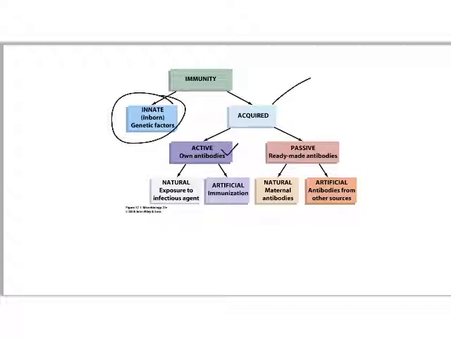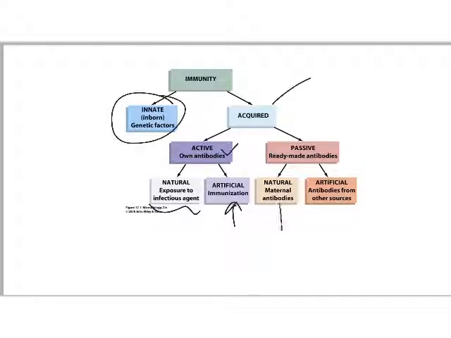So active is when we make our own antibodies. That's when we're exposed to an infectious agent. Say you get exposed to chickenpox. Then you make your own antibodies to it, and that helps protect you against it as you age. Artificial active is when you get a vaccine and then your body starts to make antibodies to it. So then that protects you. It's still active because your body's making its own antibodies.